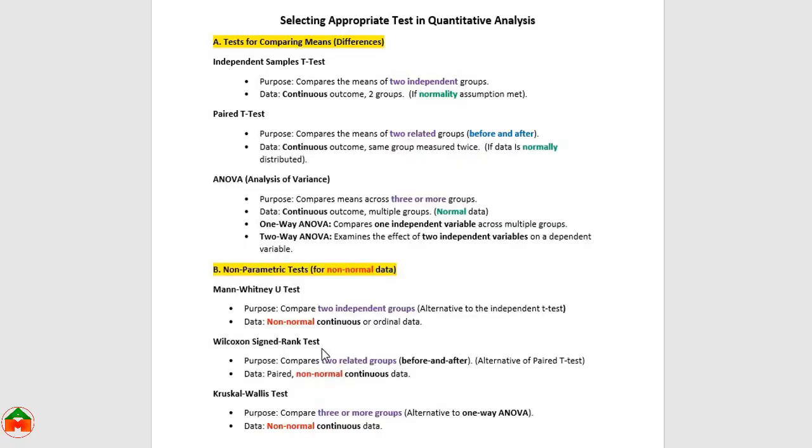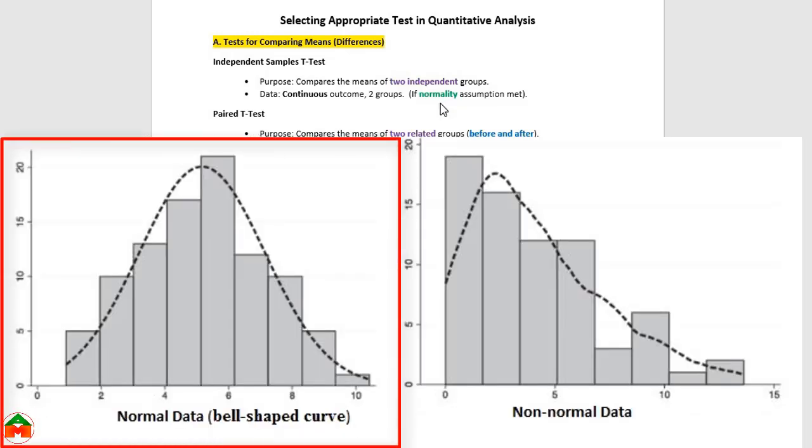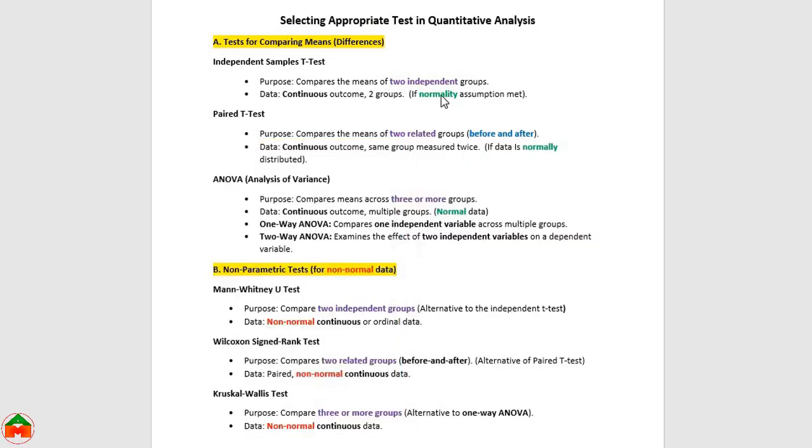So whenever your data have outliers, in that case there is a possibility that your data is non-normal, and normal data will be represented in a bell-shaped curve. Normally there will be no outliers in the normal data.